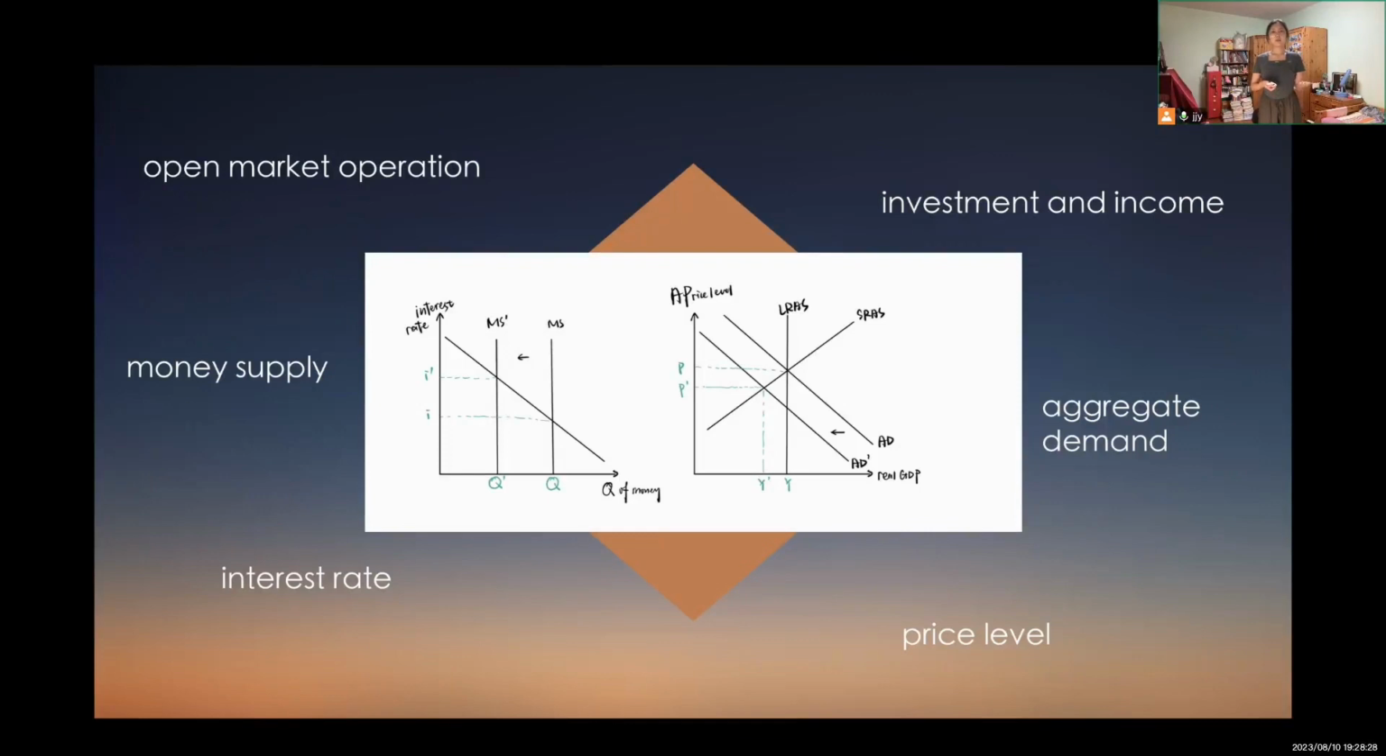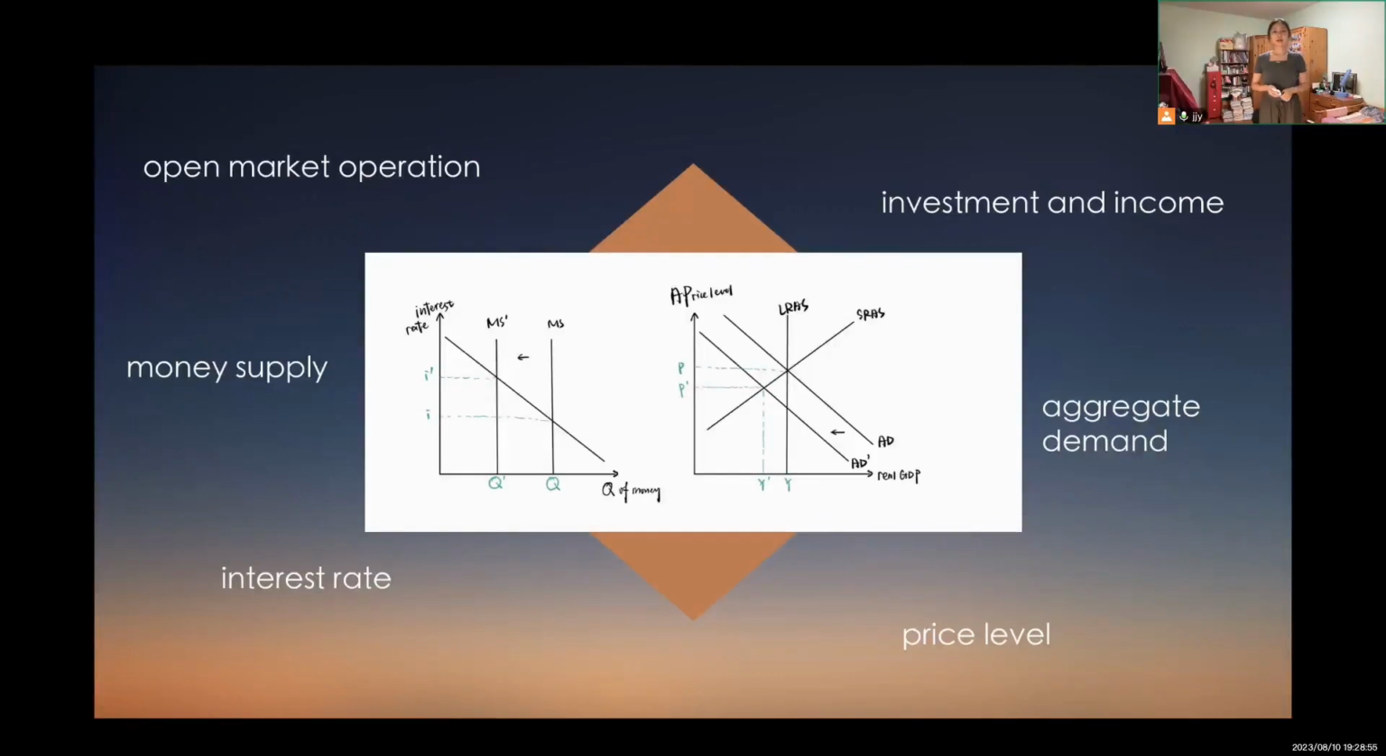Through an open market operation, the central bank sells government bonds, thus taking people's saved money out of the market, thus reducing the money supply in the market. From this picture on the left, we can see that the money supply curve shifts to the left. So the interest rate becomes higher. A higher interest rate leads to lower investment expansion and thus lowers the income.